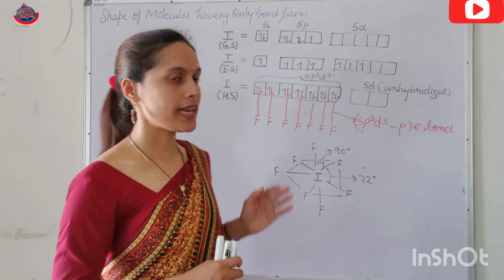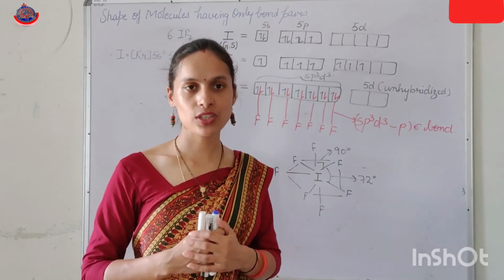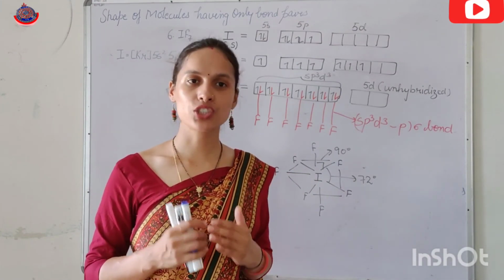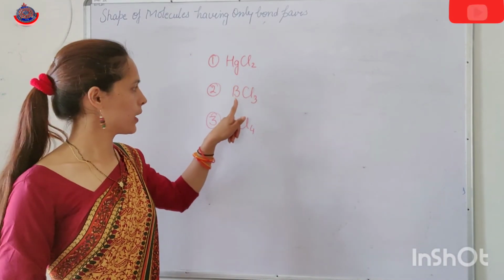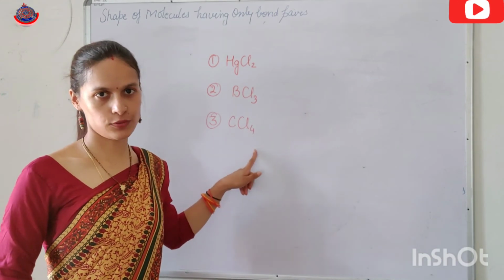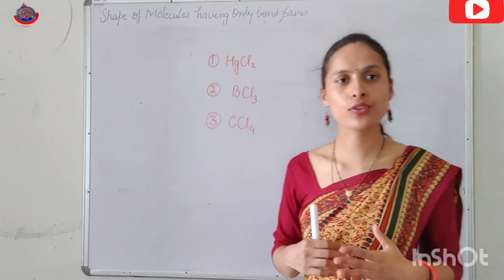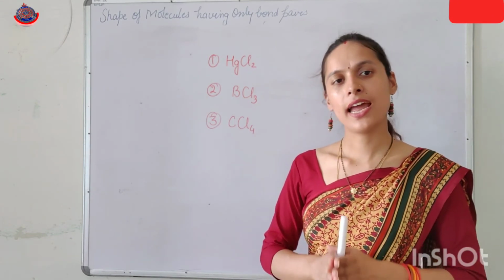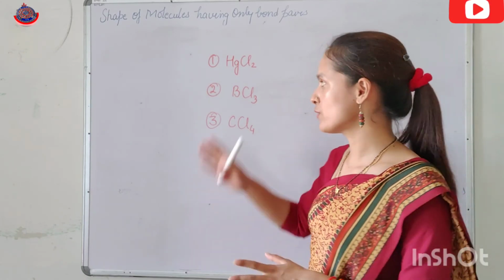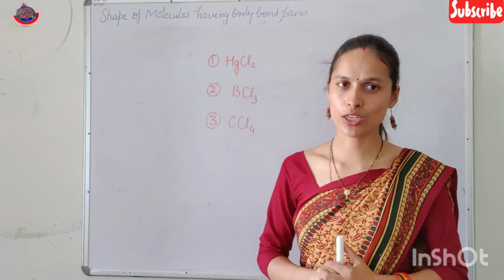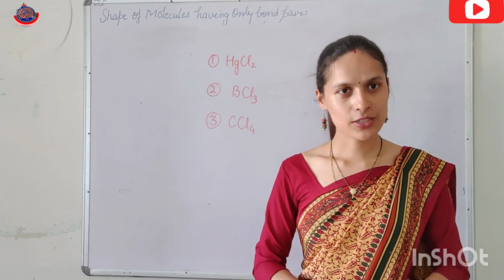Clear? Now I'll give you some molecules and you tell me what the hybridization is in those molecules and what the shape is. So here are the molecules: HgCl2, BCl3 and CCl4. In these 3 molecules, you have to find out the hybridization, and then with the help of the hybridization, find out the shape of these molecules and draw them also. So I'm waiting for your answer. Tell me your answer.